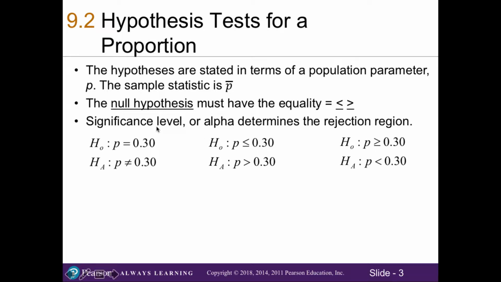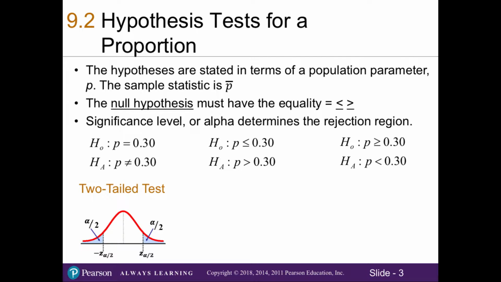Our significance level, or our alpha, determines the rejection region, just like it was in hypothesis testing for means as well. So here we have a two-tailed test. Just like with a mean, our two-tailed test will have an equal sign in the null hypothesis and a not equal sign in the alternative hypothesis. So here we're testing whether or not the population proportion is equal to 0.3. And with a two-tailed test, we have two rejection regions. If our sample proportion falls out in either rejection region after accounting for sampling error, then we reject the null and the alternative hypothesis is true.